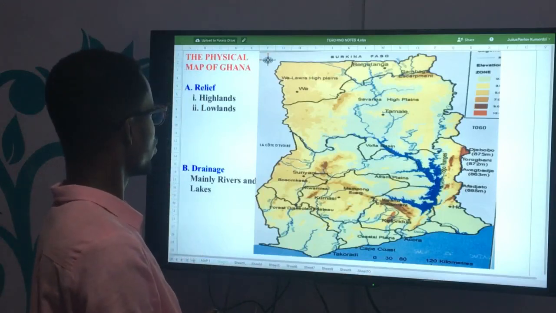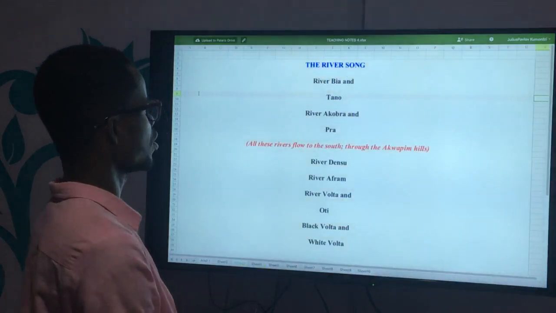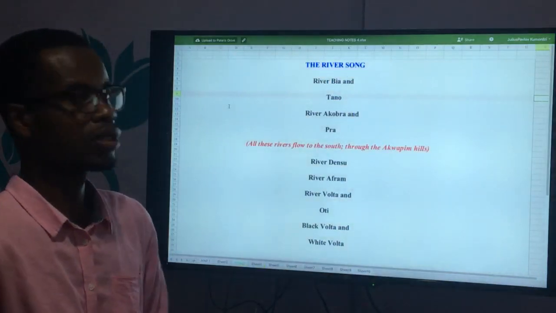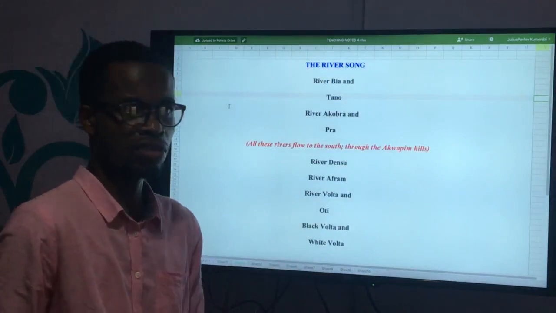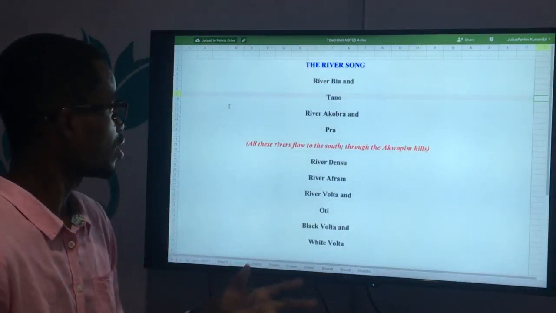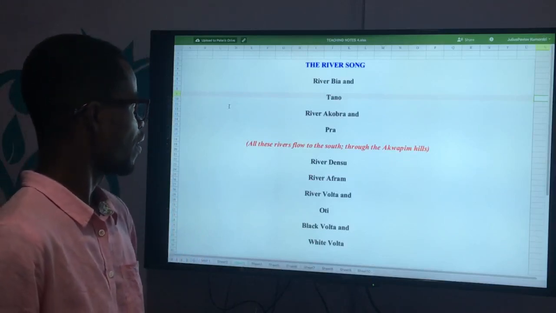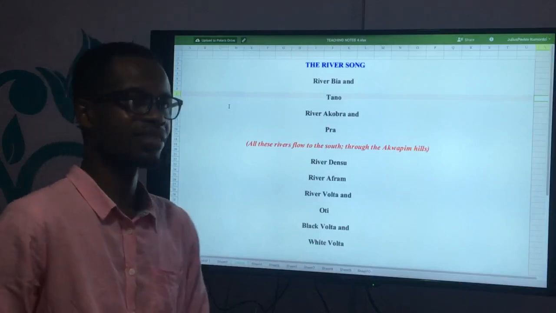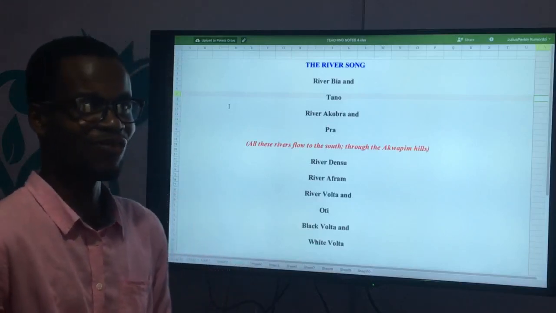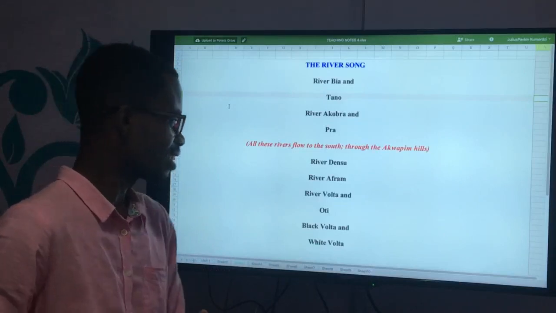We'll quickly go, before we end, into the river song, this popular song that you've been singing. It sounds like an anthem of a certain popular secondary school in Ghana, but you can get it easily from here. So the river song, I will try my best with my nice voice and sing for you.